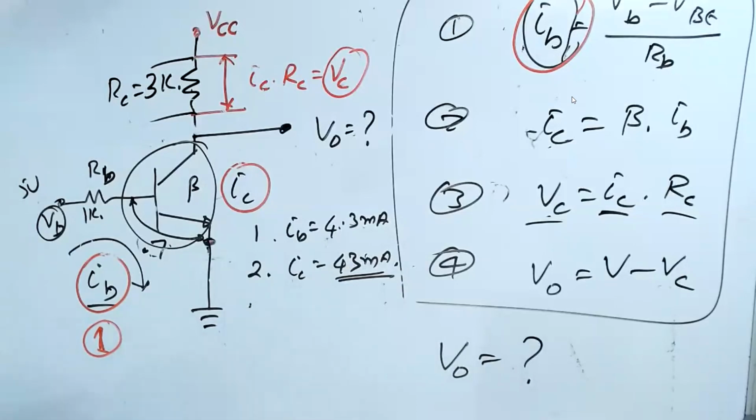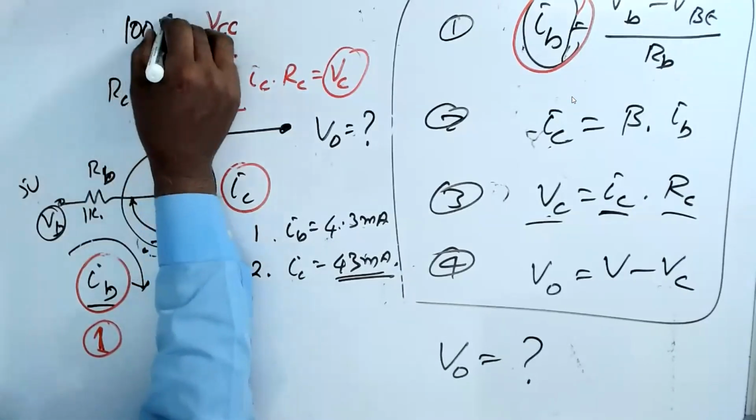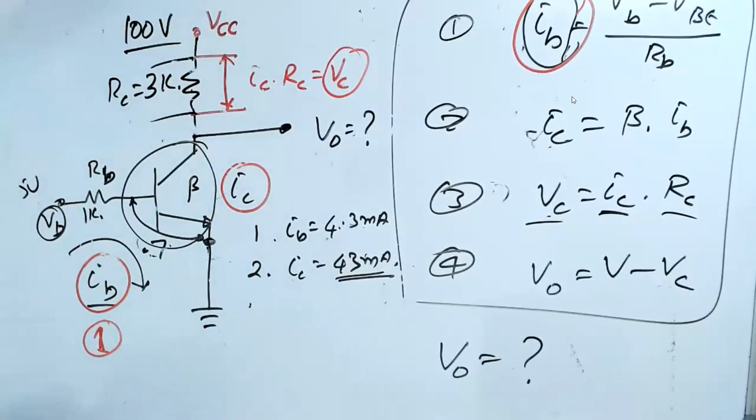Understand? What is V naught? When RC is 3K, what is V naught? Anybody? Please. What is V naught when RC is 3K? VCC is 100 volt. VCC is 100 volt, correct. Thanks. What is V naught?